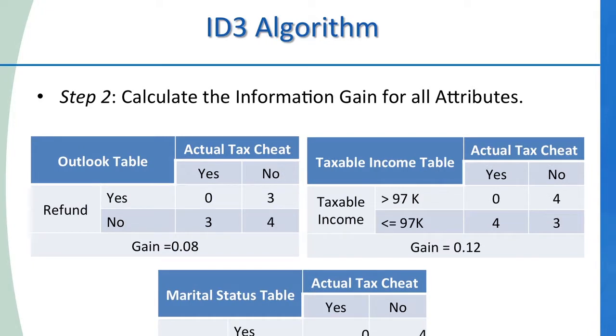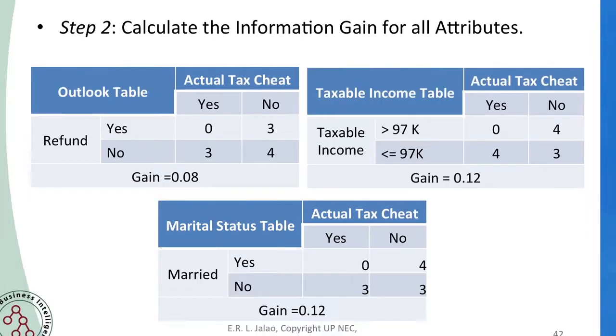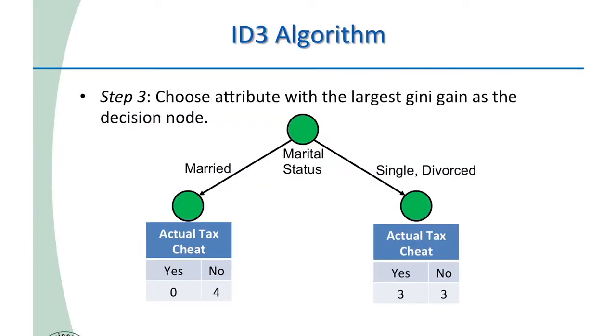Step 2 is we calculate the information gain for all the attributes. Since we have 3 attributes, refund, taxable income, and marital status, we calculate the gains of each. And as we can see, we have a tie in gains for marital status and taxable income. Both have a 0.12 gain in information. So if there's a tie, we just choose randomly. So let's say we choose marital status.